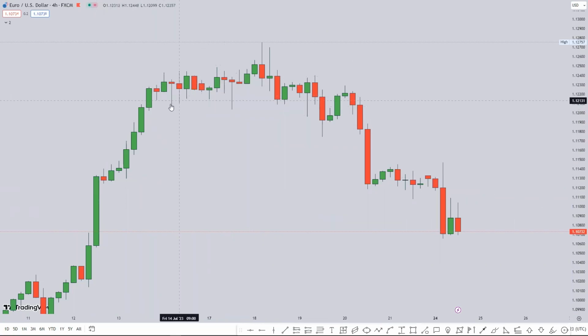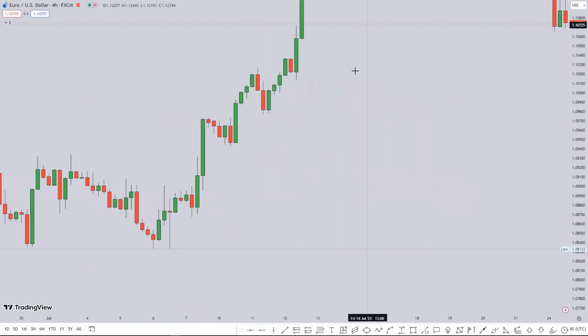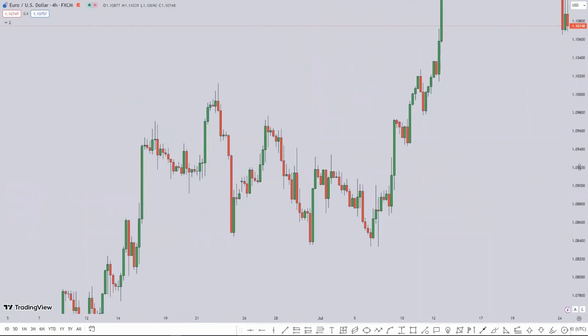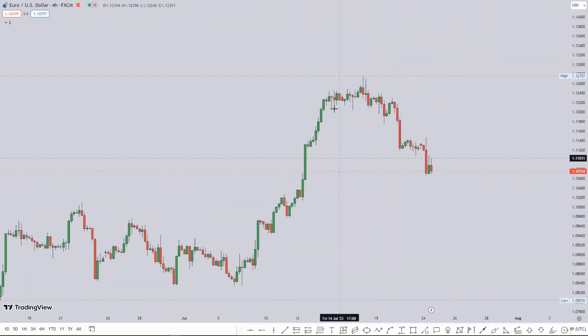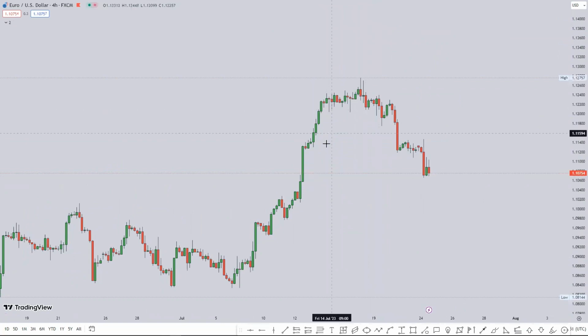It left some wicks up here. These wicks were cleared to create a new low here. Then the market retraced to this side and broke this low, forming lower lows. Prior to that, the market was forming higher highs all the way from this side to this side. So the market turned over from bullish momentum to bearish momentum.